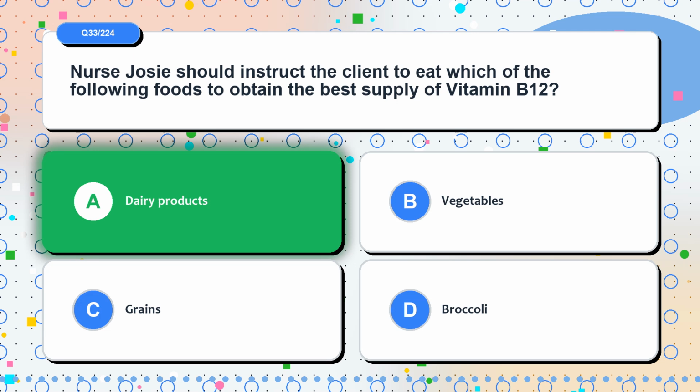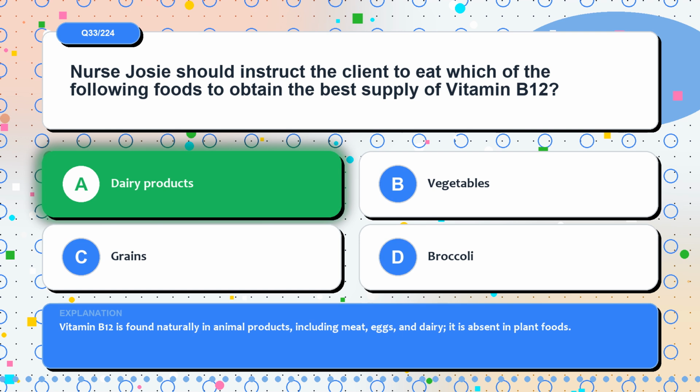The correct answer is option A. Dairy products. Vitamin B12 is found naturally in animal products, including meat, eggs, and dairy. It is absent in plant foods.